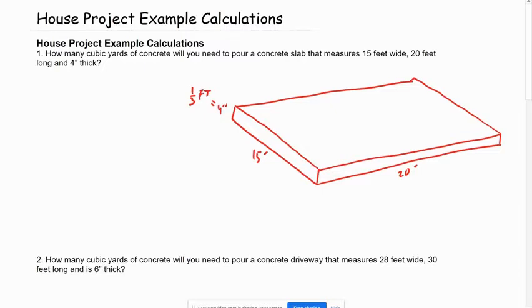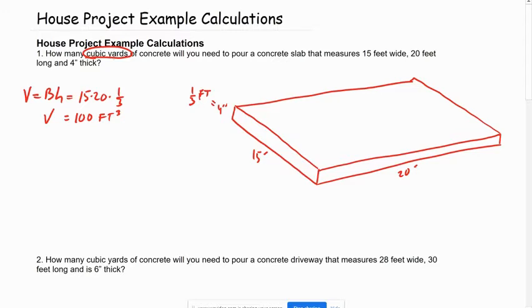And so the volume is base area times height, and our base area is 15 times 20, and our height is 1/3. And so if you multiply that out, that's going to give you 100 cubic feet. Whenever you order concrete, you always order in cubic yards. So we need to calculate how many cubic yards this is.